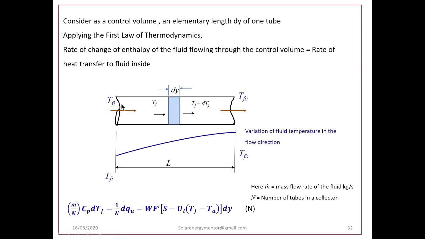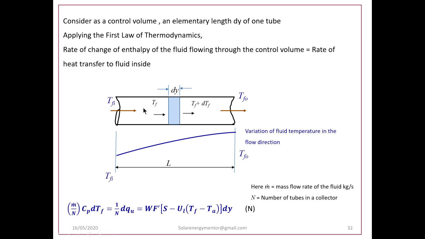This shows the sketch of the single tube cross section, in which fluid is entering at a temperature TFI and exiting at a temperature of TFO. The length of the tube is L. Now consider a control volume of length dy of the tube, and apply the first law of thermodynamics, the law of conservation of energy, to it.